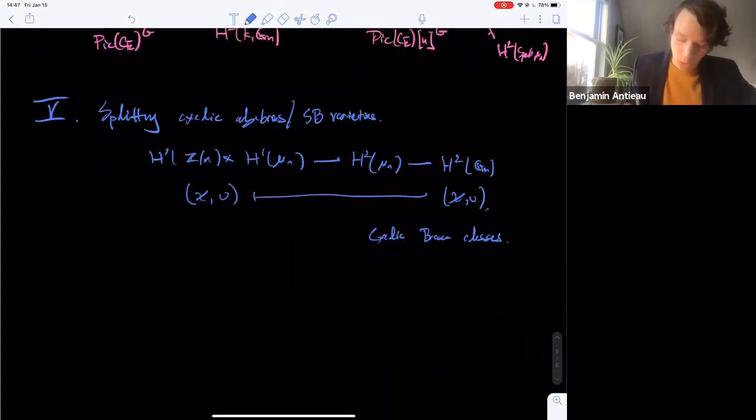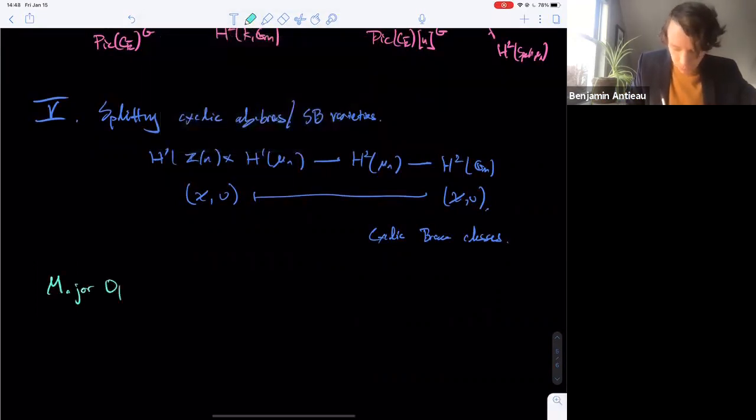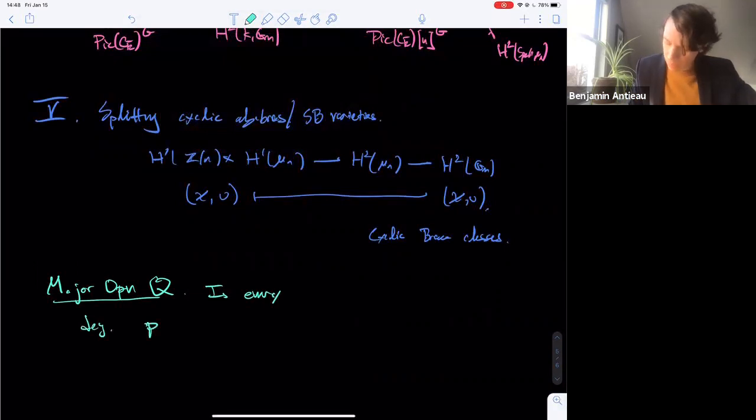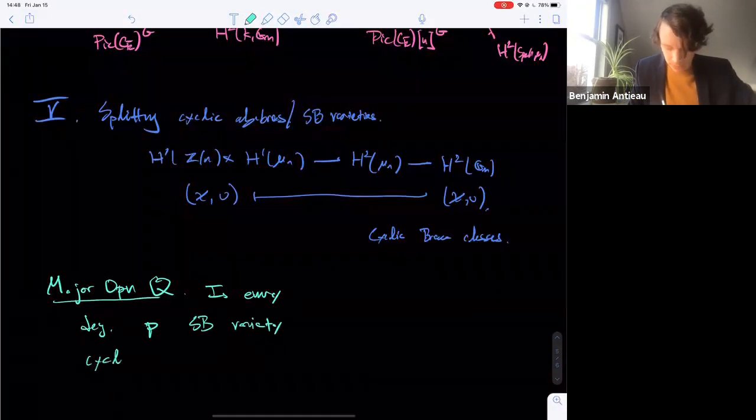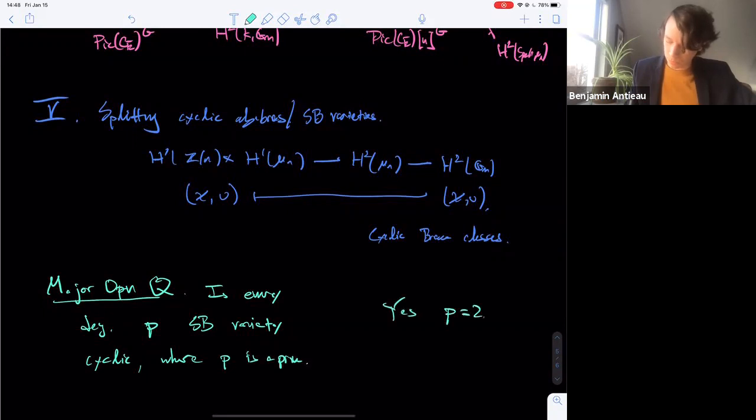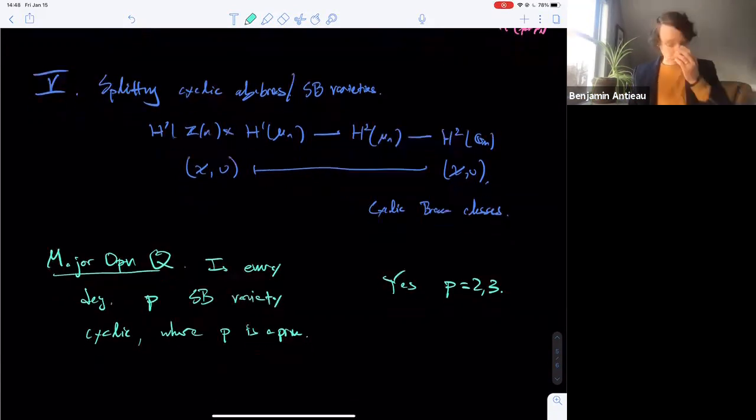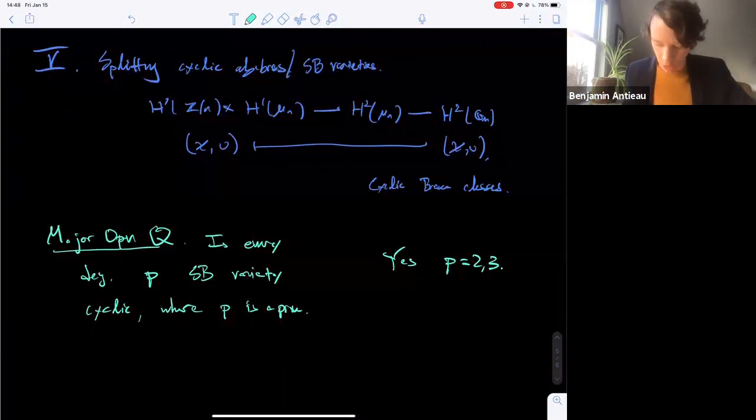Now, these play a very special role. I'll just mention this because we're in the neighborhood. Major open question: is every degree p Severi-Brauer variety cyclic in this sense, in the sense that its Brauer class can be written in this form, where p is a prime? The answer is yes for p equals 2 and 3, and completely wide open otherwise. This is probably, arguably the most important open problem in division algebras, or one of two such. But who really knows?